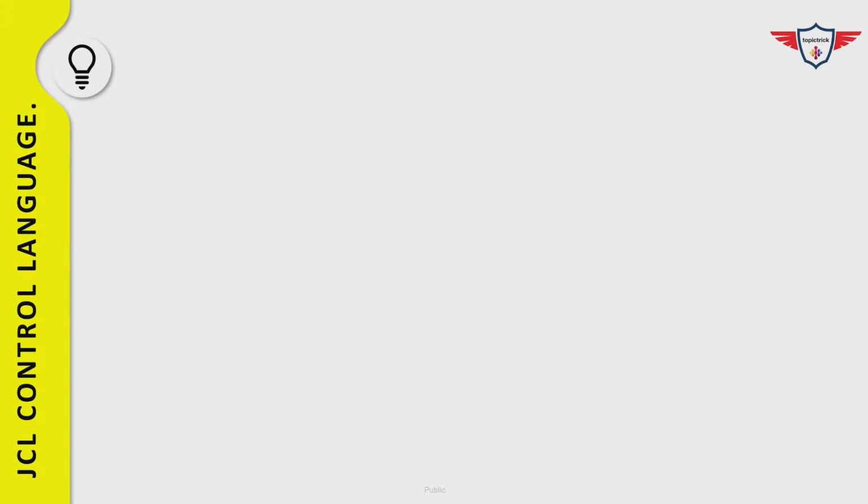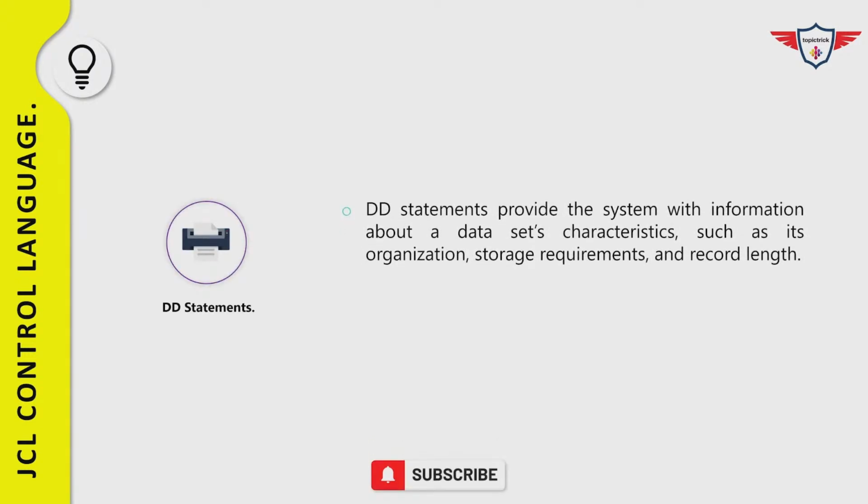Now let's focus on DD statements or data definition statements. DD statements are generally used to define datasets that you use in your programs. The data definition statement is used to define the characteristics of a dataset. When I say characteristics, that means the record length, storage requirement, and its organization. The syntax of DD statement is a bit complex because the parameters can be coded in various combinations depending on whether the dataset is new or old, temporary or permanent, or maybe cataloged or uncataloged.